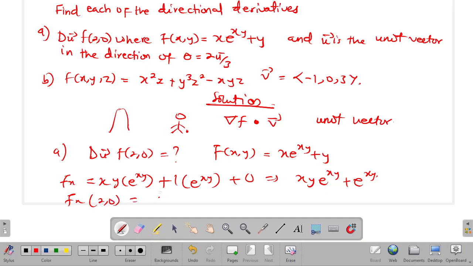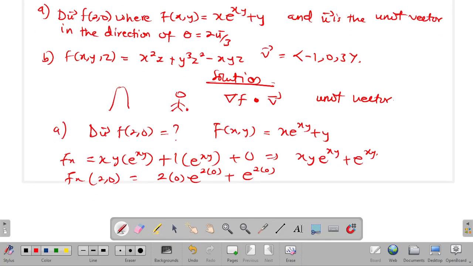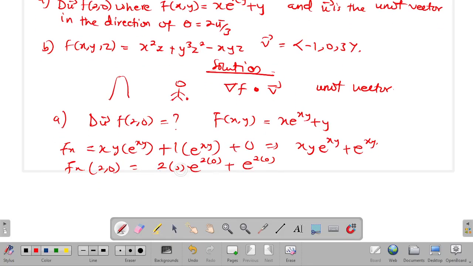And that gives us 2 times 0 e to the power 2 times 0 plus e to the power 2 times 0. What are you getting here? This will give us entirely 0 and this will give us 1. So the answer is 1. Then you find fy of (x, y), which is the derivative of this with respect to y. At this point, x is a constant, so we simply have x times x. So I have x squared multiplying e to the power xy plus 1, because the derivative of y with respect to y is 1.